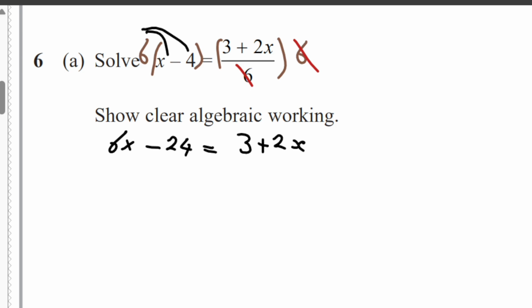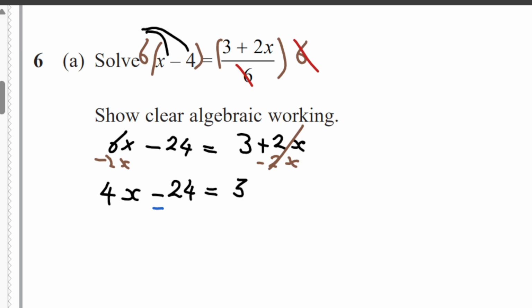Now to solve, we need all the x's on one side. An important thing to do is, this is 6x here, and this is 2x. It's better to move the smaller one to the bigger one. So do minus 2x here, minus 2x here. Some students do minus 6x. It's correct, but it's going to give you some negative numbers. So this is gone, the 2x. Now on the left side we have 6x minus 2x is 4x minus 24 equals only 3 because the 2x is cancelled.